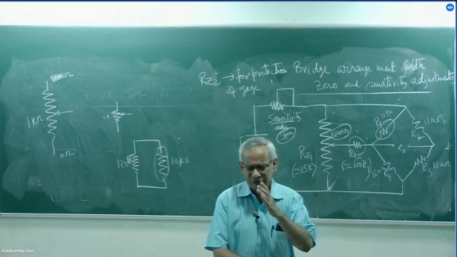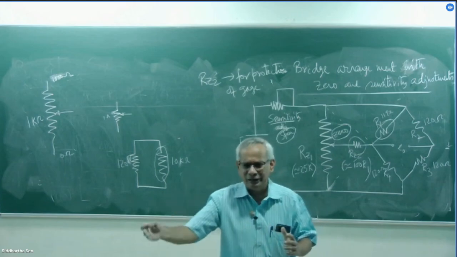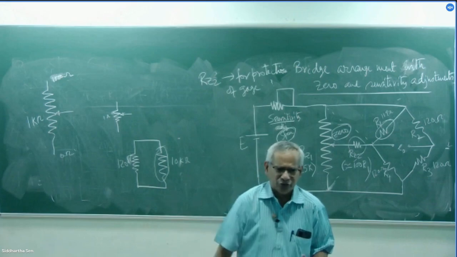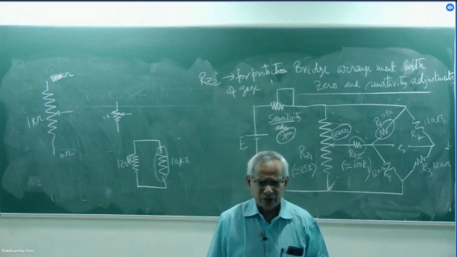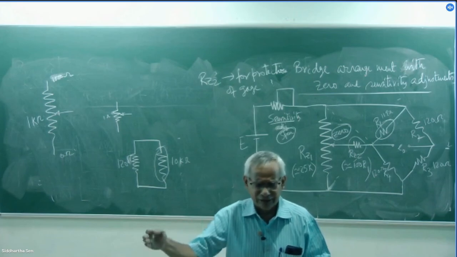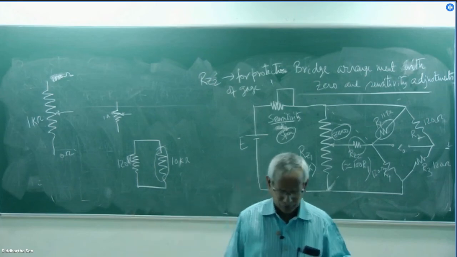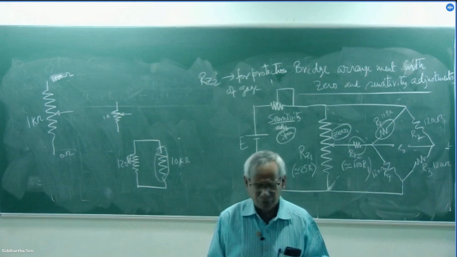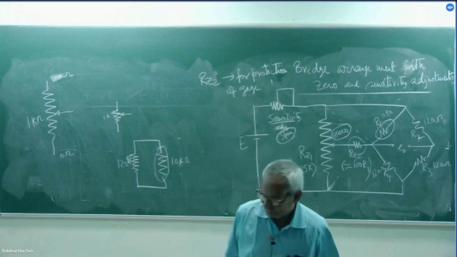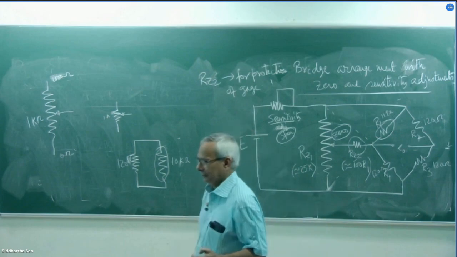As I told you, there are two things we have to do. One adjustment should be the zero adjustment, and the other should be the span or full scale adjustment. One is for zero, when no strain is applied, and the second is when the full strain is applied. Suppose the output should be 1 millivolt, so it should be exactly 1 millivolt, otherwise we will adjust this part.